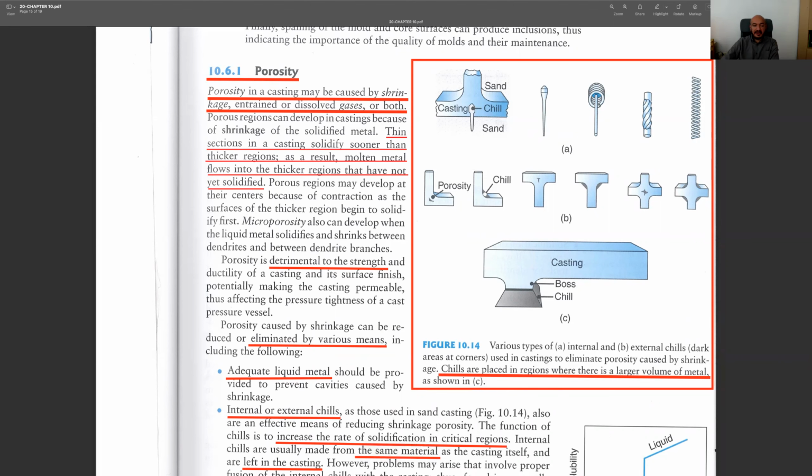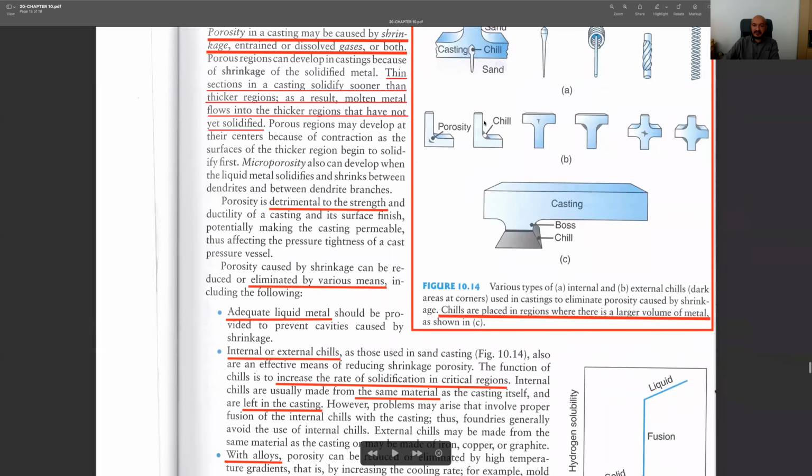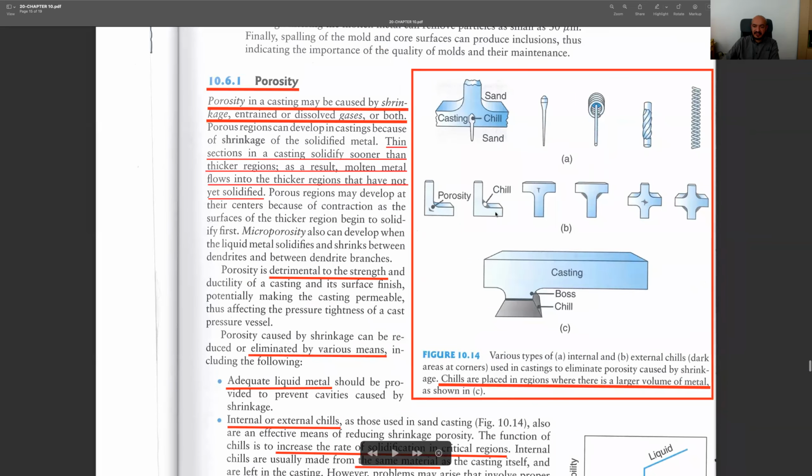First of all, we may use some kind of chills. You see, this is a chill example, another chill here. So these are specific materials, so that once we put them here, then we will be increasing the solidification rate. So the solidification time decreases and these porous regions are eliminated.